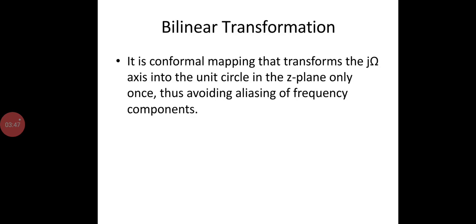Next, the second one is bilinear transformation. It is the mapping that transforms the j omega axis into the unit circle in the Z-plane only once. Therefore, we can avoid the aliasing of frequency components that occurs in the impulse invariant method.